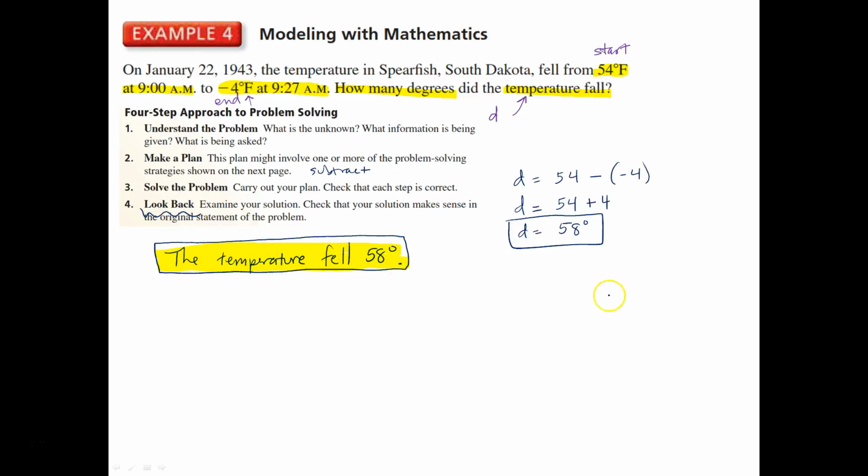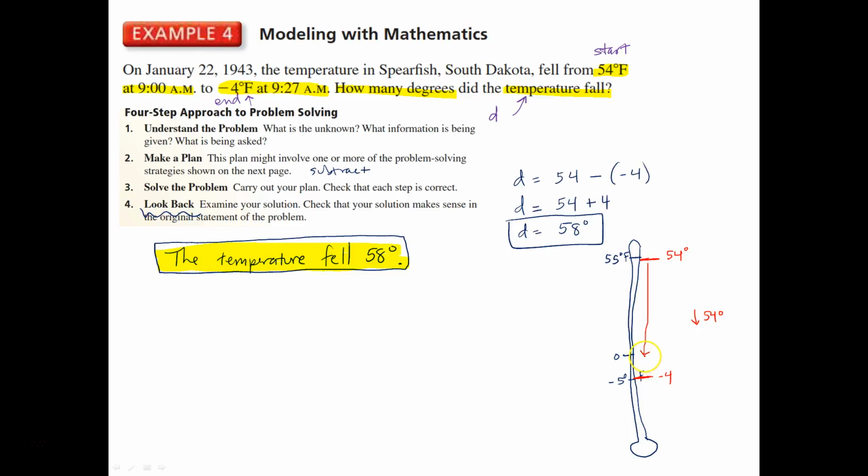So if I'm looking at a thermometer, and at 9 o'clock it's 54 degrees, so right about there, and then it goes all the way down to -4 degrees, which is right about here. So this is 54, this is -4. How far do I have to go down to get to 0? I have to go down 54 degrees.